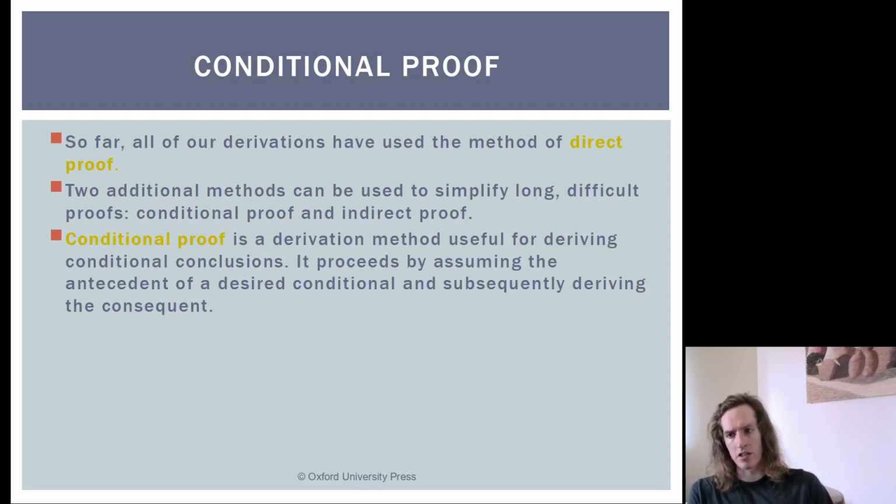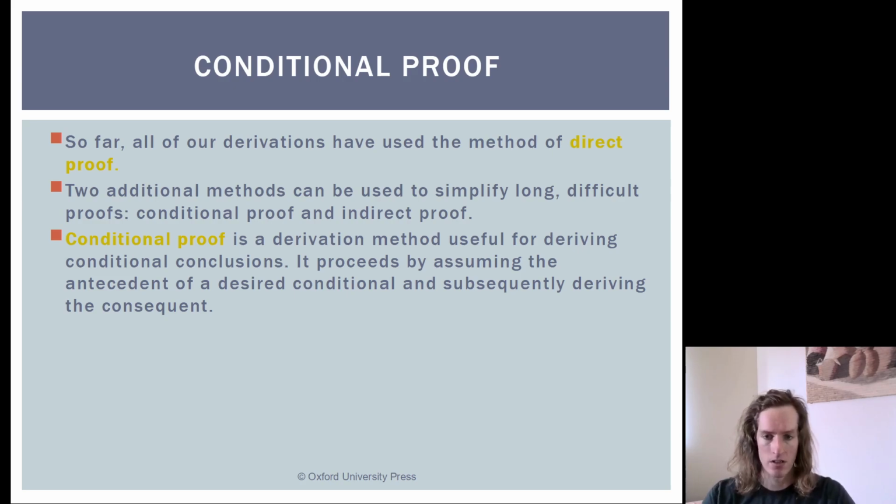All right. So far, all of our derivations have used the method of direct proof. We've been working on doing proofs where, from the premises that we're given, we find some conclusion that is entailed by those premises. Now, we have two additional methods that can be used to simplify long and difficult proofs, sort of shortcuts. So the first one we're going to talk about is a conditional proof.